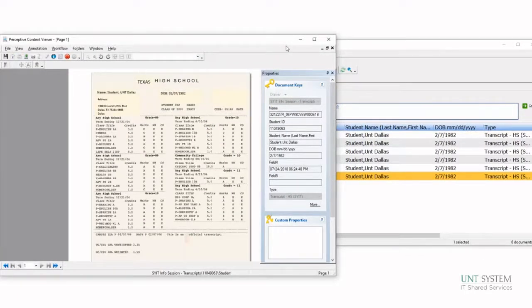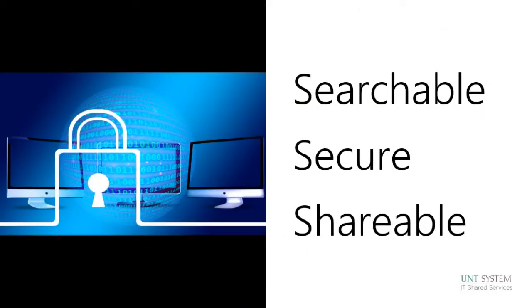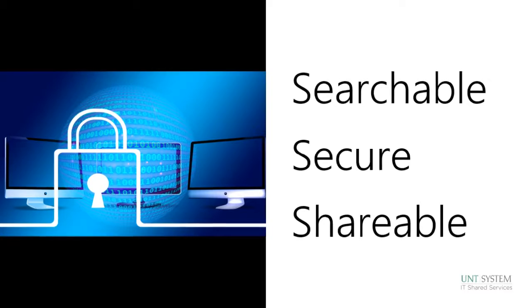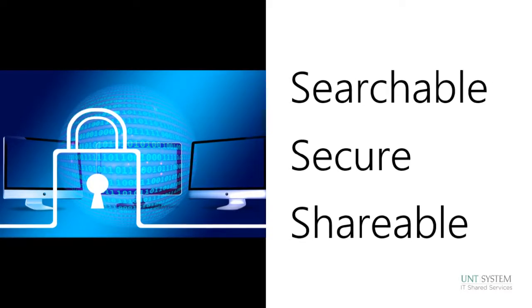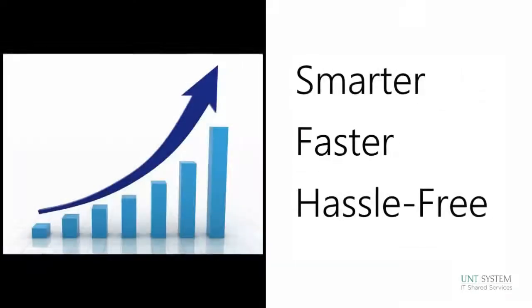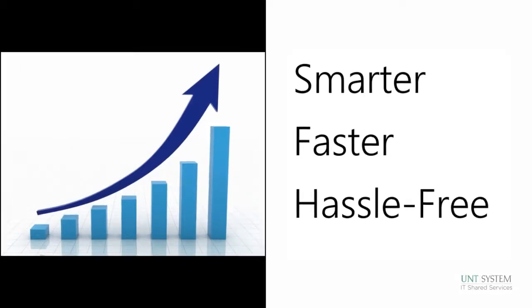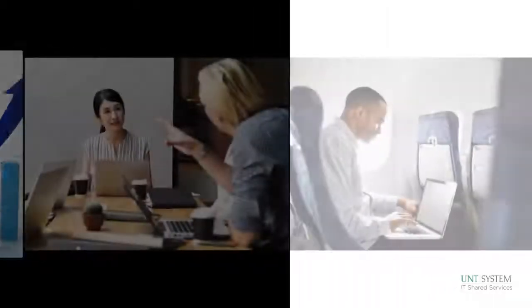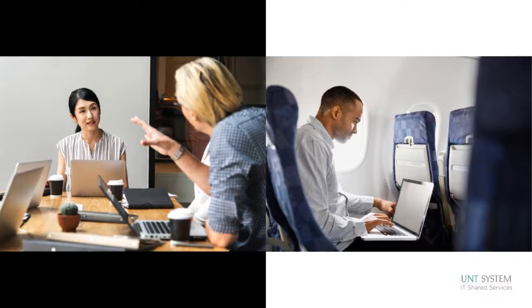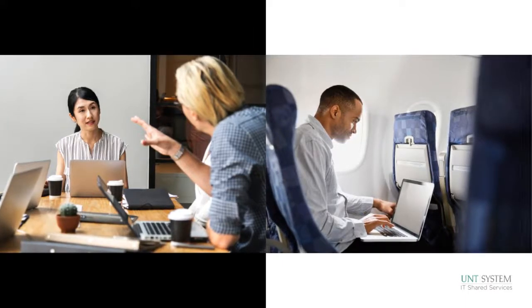With Perceptive Content, you can now view your documents electronically. The document is searchable and secure, and can be shareable if your business process allows. You'll be able to work smarter, faster, and hassle-free. And the content your department needs will be available when it's needed, wherever it's needed.